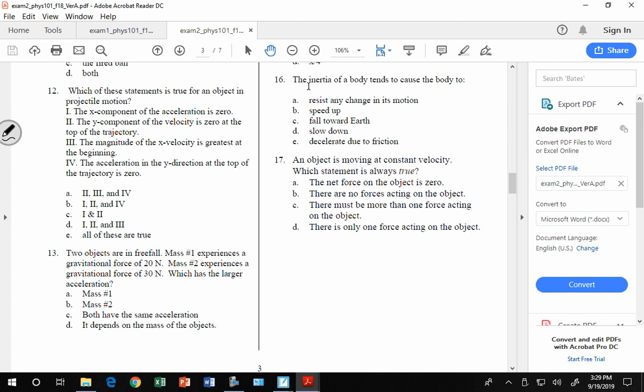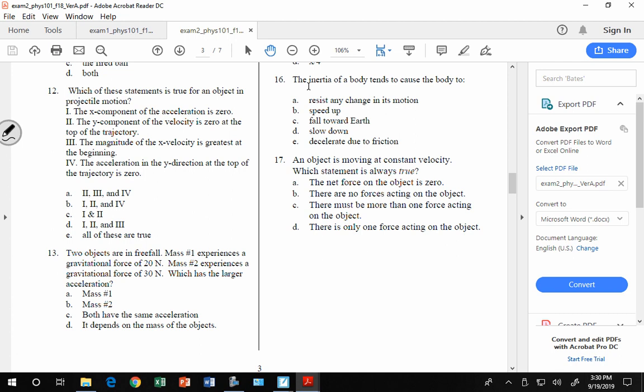The y component of the velocity is 0 at the top of the trajectory. Yeah, that's true. V top equals 0. The magnitude of the x velocity is greatest at the beginning. True or not true? Well, it's constant throughout. So Vx is always the same, so that means it's not greatest at the beginning. And then the acceleration in the y direction at the top of the trajectory is 0.